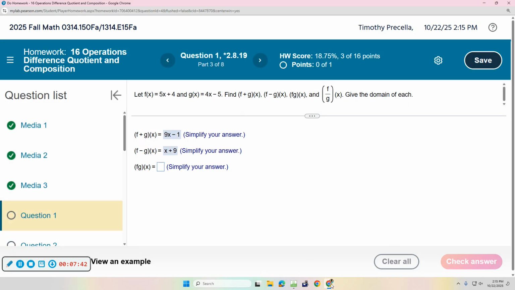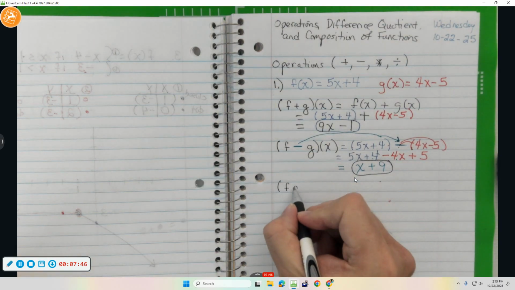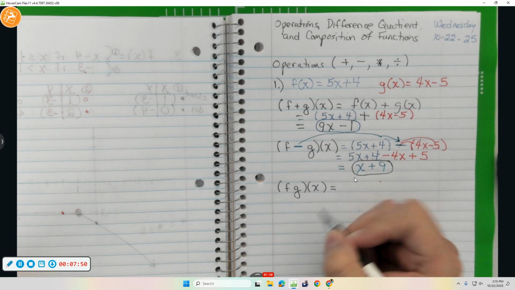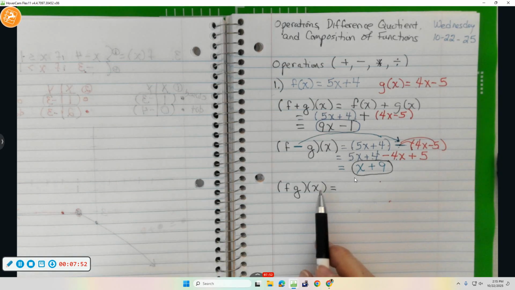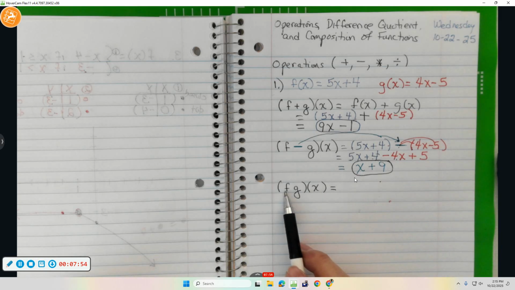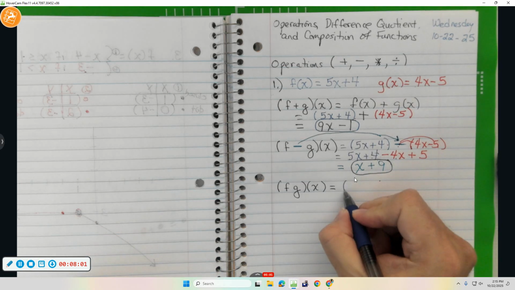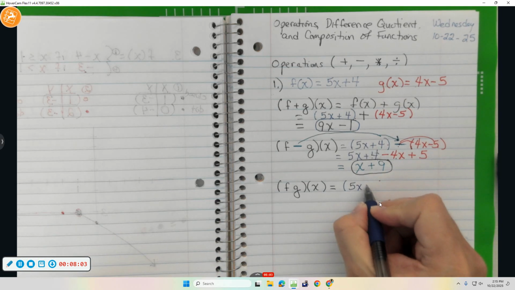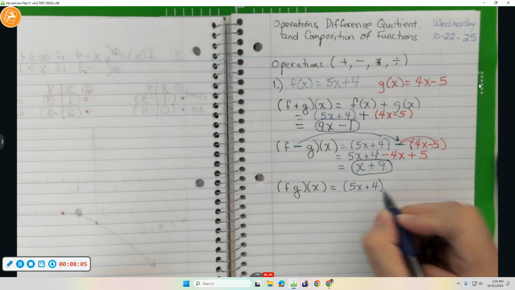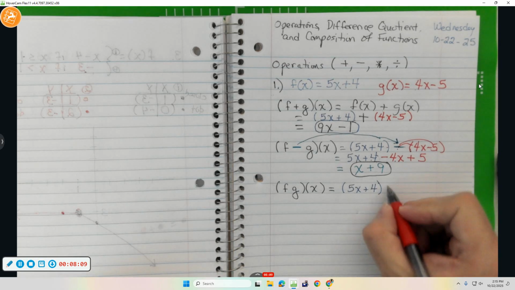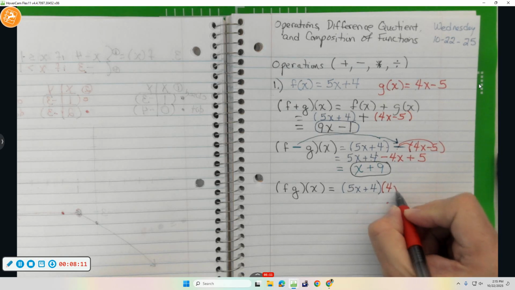Okay, now we need f times g and f minus g. No, I mean f divided by g. This notation means multiply f and g. If I write down function f, and I'm giving away what we're going to have to do by using these parentheses, (5x + 4)(4x - 5).